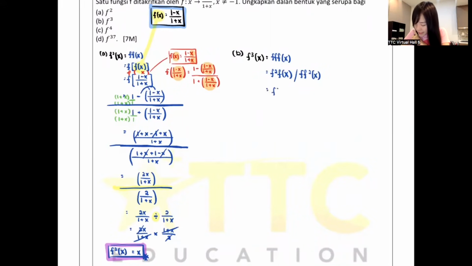So I do the front one. The first step, we always separate. Okay? So my fx is what? My fx is only this yellow color one, 1 minus x over 1 plus x.